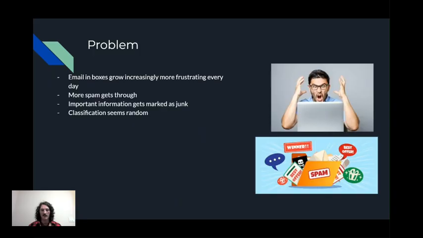Also, the classification seems very random. It seems like it's marking this over here, and you, as the user, don't know why. So, our goal was to have a machine learning model that made classifications and then generated reports on why they marked certain emails where.